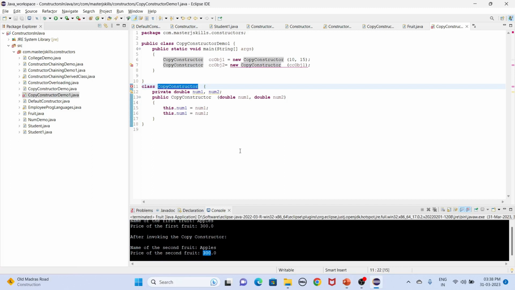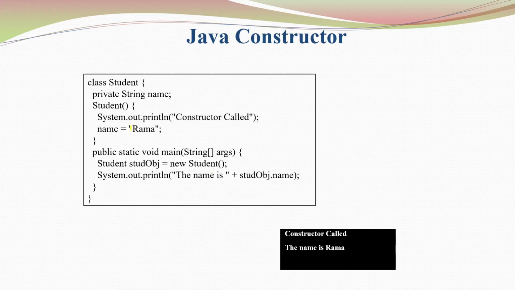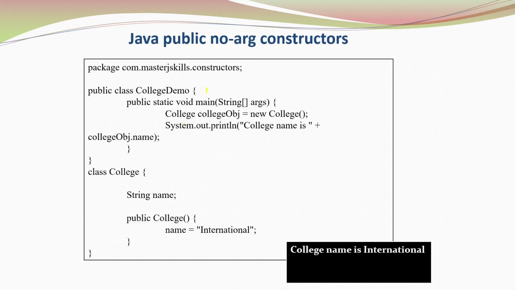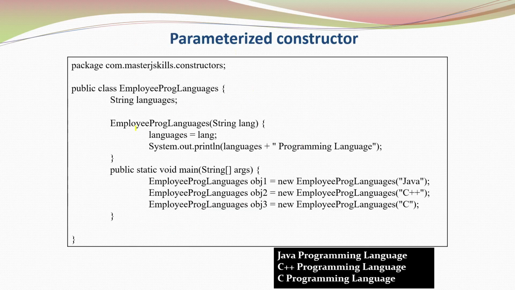Yeah, that's all about these programs. Let's recall all of the examples. So here I have created the student constructor, and we are calling it with a new keyword. This is one example we saw, and we saw the private no argument constructor example. This is how we have created and called this one. And this is the public no argument constructor, and here you have a constructor, and that is being called over here.